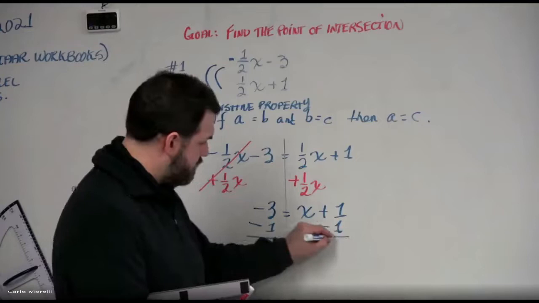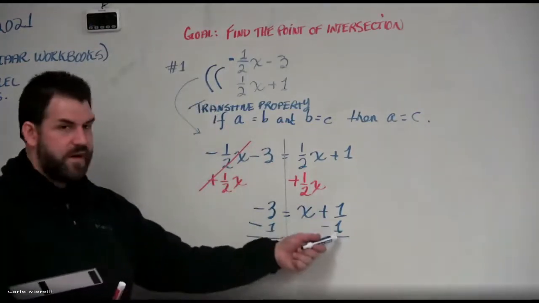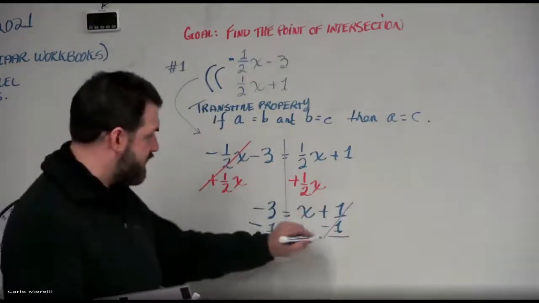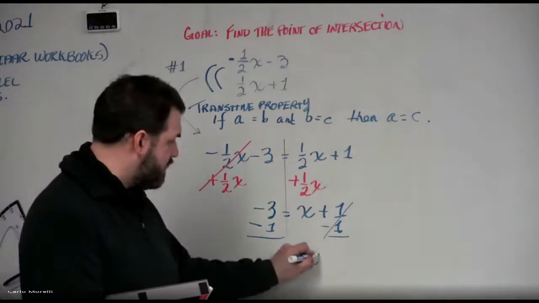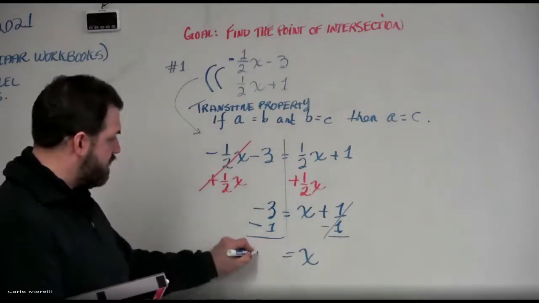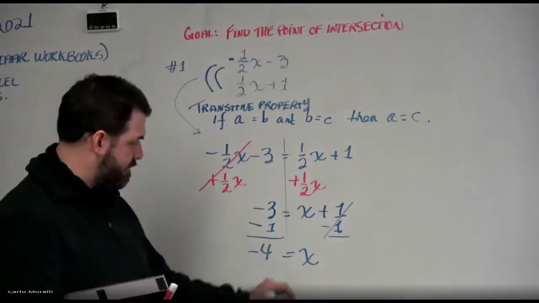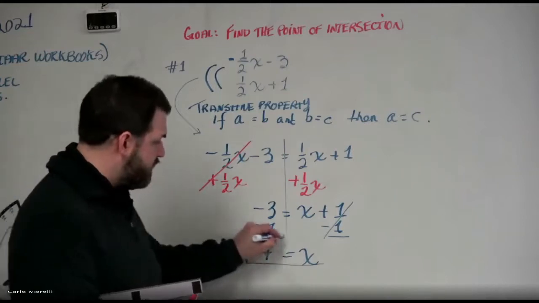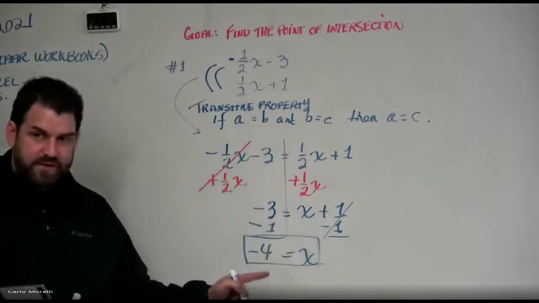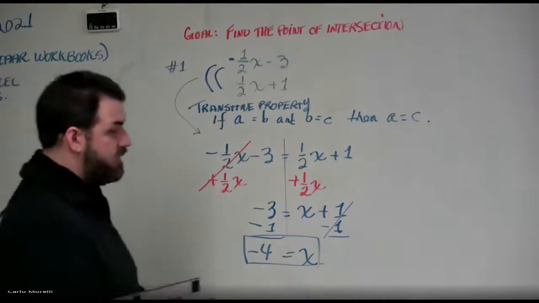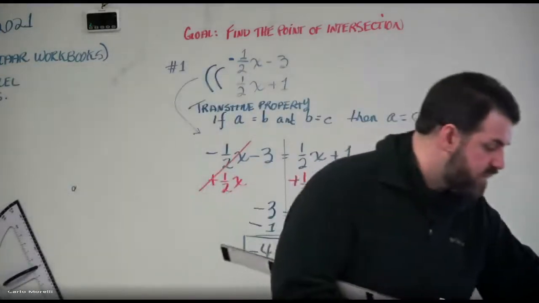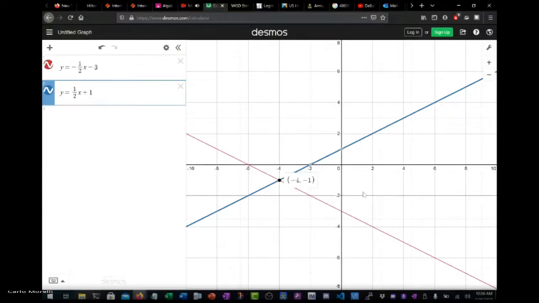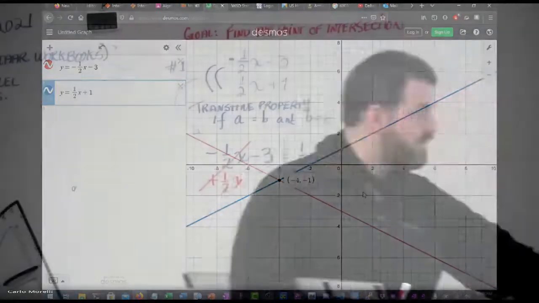Okay? So over here, these are additive inverses, plus minus, they cancel out. Now I have x on the right equals negative 4. Now, that's only half of the answer. So remember, the answer to the question is a coordinate pair. So we found negative 4. You see, we found the x value. How do we find the y value?